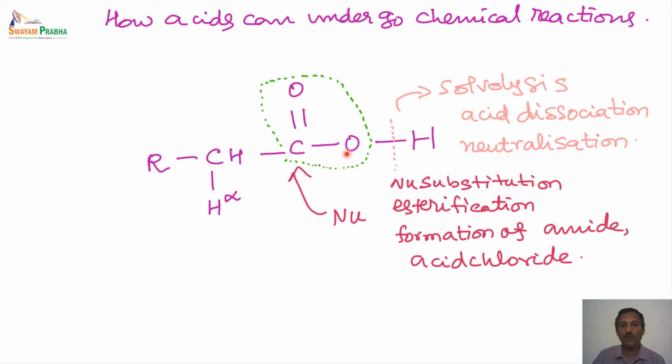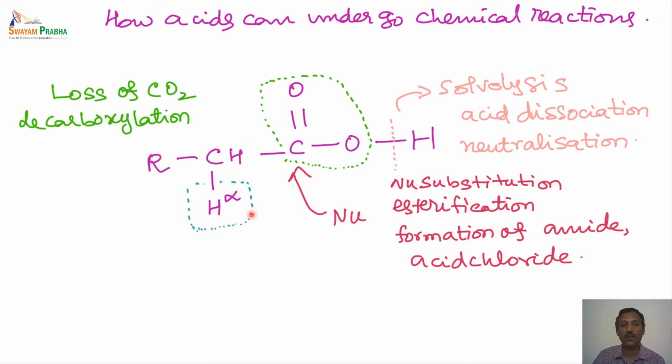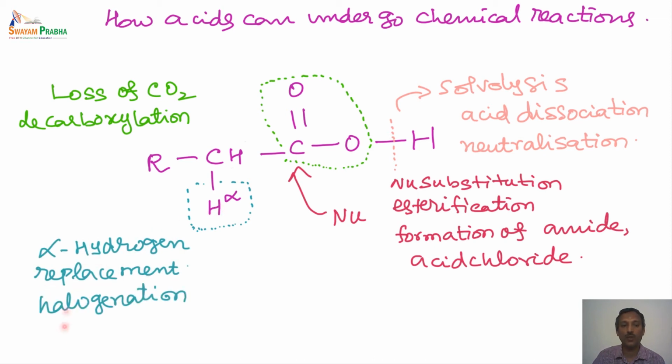The next unit is the COO, which is nothing but carbon dioxide. So the carboxylic acid can also undergo decarboxylation by the loss of the CO2 group. This is also one type of reaction that is possible. And we have an alpha hydrogen, as I mentioned, the C-H bond. This alpha hydrogen can be replaced, for example in halogenation reactions. So these are the various reactions a carboxylic acid can undergo. We will see them one by one separately.